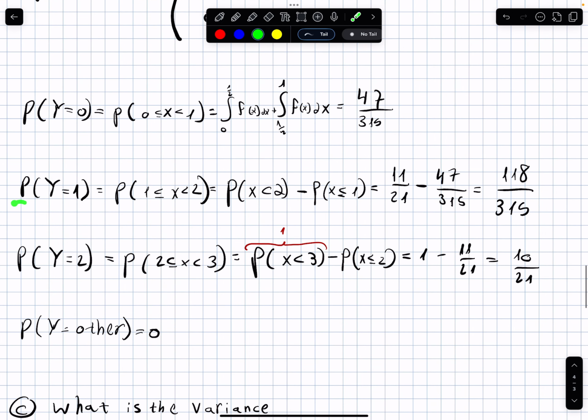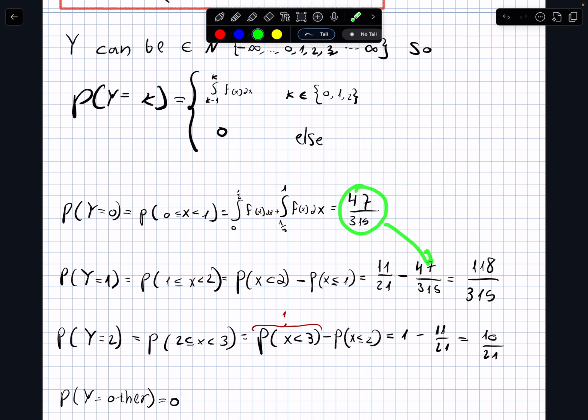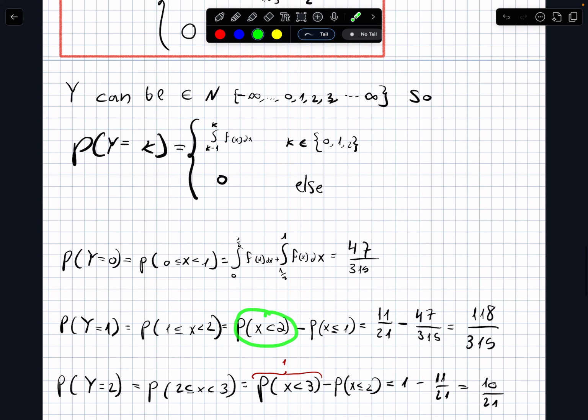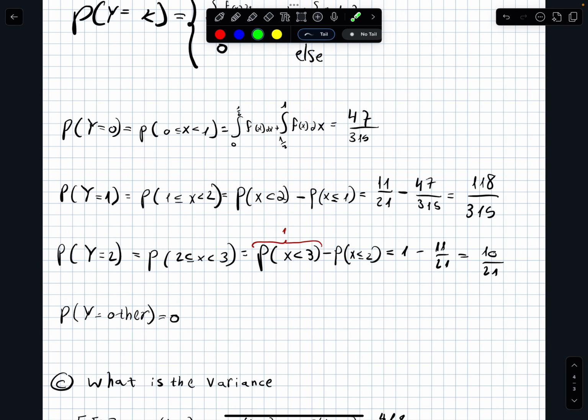Now, when y equals 1, I'm looking at the probability of x being between 1 and 2. I can split it into two terms: the probability of x being less than 2 minus the probability of x being less than 1. This will give us this area. So I put this part here, and then I put 2 inside. I got 11 divided by 21 minus 47 divided by 315, so I get 118 divided by 315.